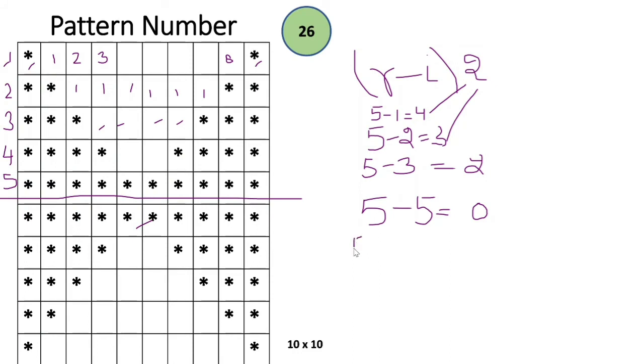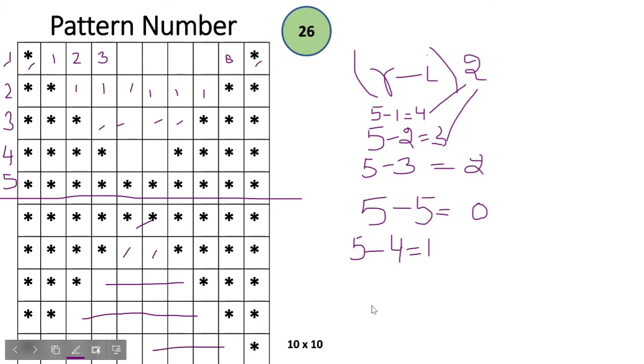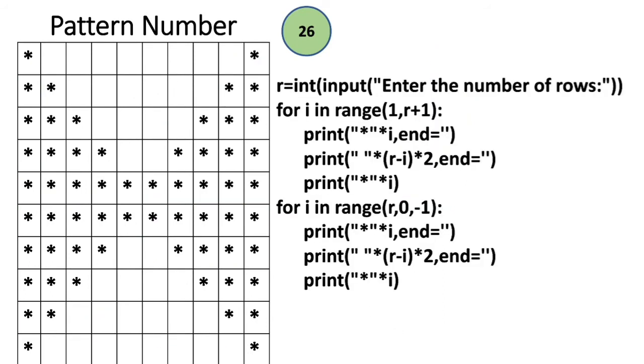Then again the value of R will be 5. Here the value of I will now be 4. So 5 minus 4 is equal to 1. 1 multiplied by 2 is 2. So I am getting 2 spaces. Similarly, you need to subtract 3 from 5, you will get 2. 2 multiplied by 2, you will be getting 4 spaces. Then again 6 and 8 spaces respectively. So that is how we are actually going to print this particular pattern. That is the butterfly pattern.